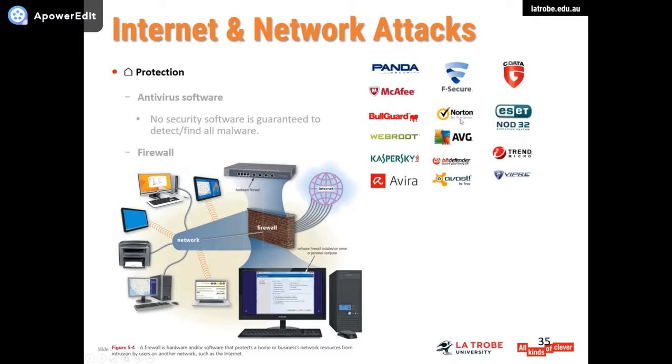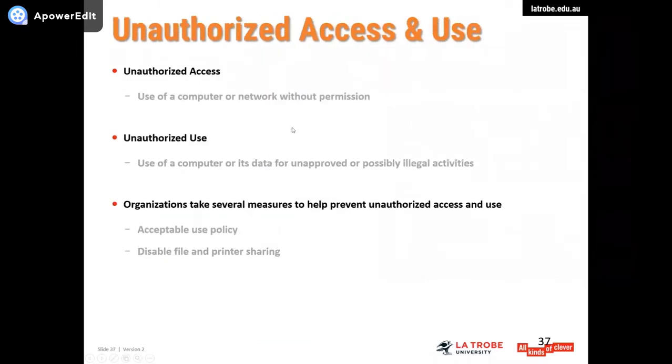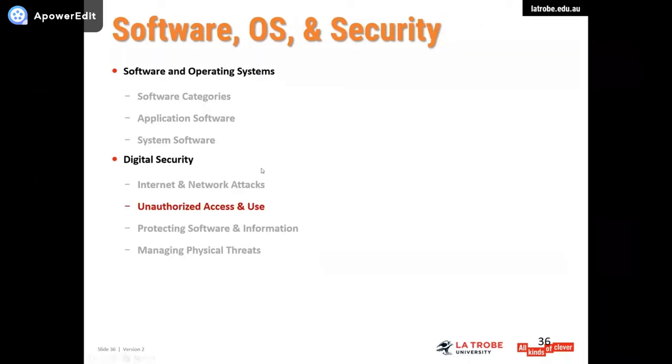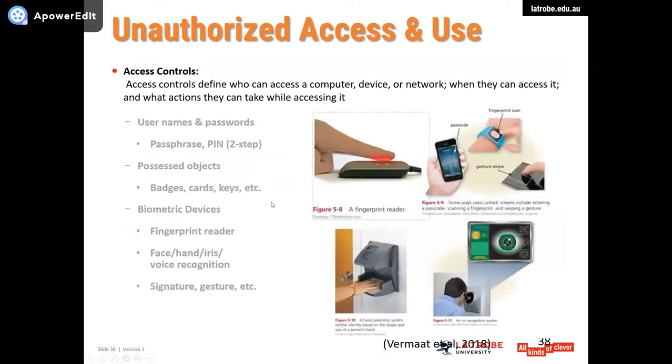Then is the unauthorized access and use. So what is unauthorized use? You should give the definition of unauthorized use and unauthorized access. And then what is access control? And how can we achieve a simple access control by using different technologies? You should be able to give examples.